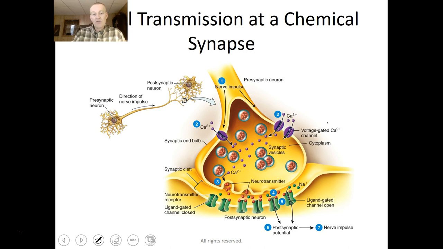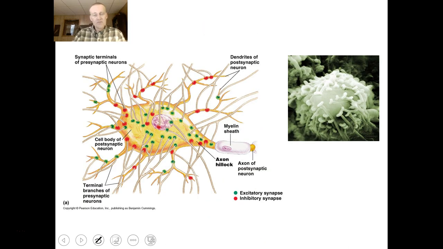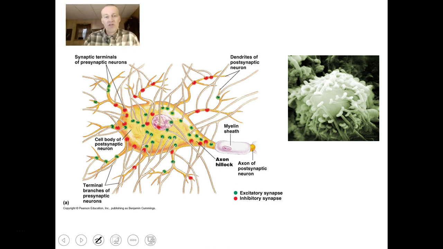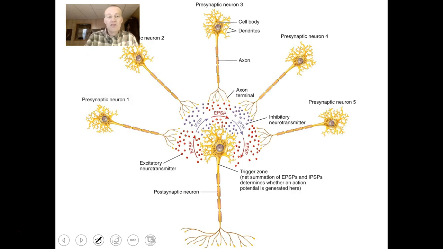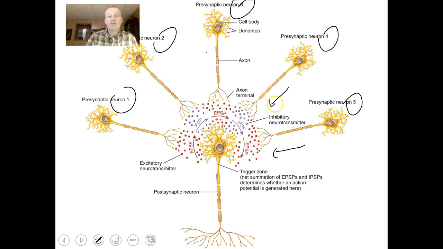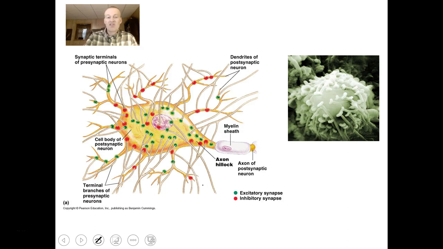So when you look at a nerve cell connecting to other nerve cells, typically it's not one nerve cell connecting to one nerve cell, but you have lots of nerve cells trying to exert influence over another nerve cell. So we can see that all of these, neurons 1, 2, 3, 4, and 5, are all trying to influence this particular nerve cell right here. They all send signals to that nerve cell, and some of the signals are going to be inhibitory, and some are going to be stimulatory. So we can see here that these are stimulatory nerve signals, and these are inhibitory nerve signals.